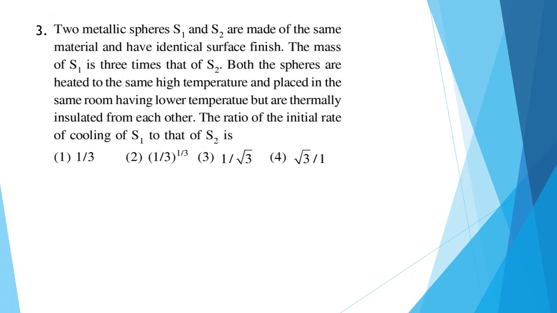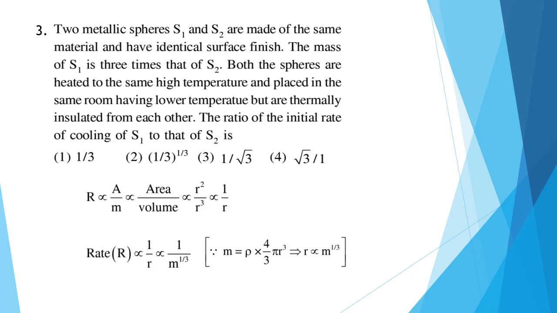Question 3. Two metallic spheres S1 and S2 are made of the same material and have identical surface finish. The mass of S1 is 3 times that of S2. Both the spheres are heated to the same high temperature and placed in the same room having lower temperature but are thermally insulated from each other. The ratio of the initial rate of cooling of S1 to that of S2 is.